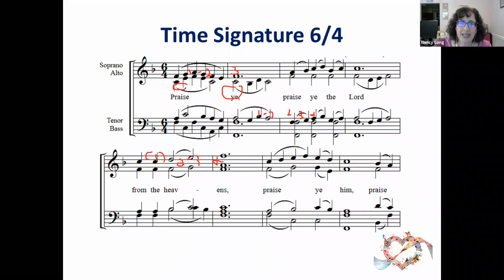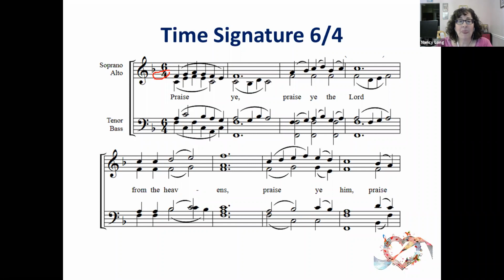Conversely, this one, could you delete all those annotations now? Thank you, my dear. Right, there you go. This one is conducted in 6. So in this case, she would be beating the quarter note, and the quarter note gets the beat. So the quarter note gets the beat in this one.